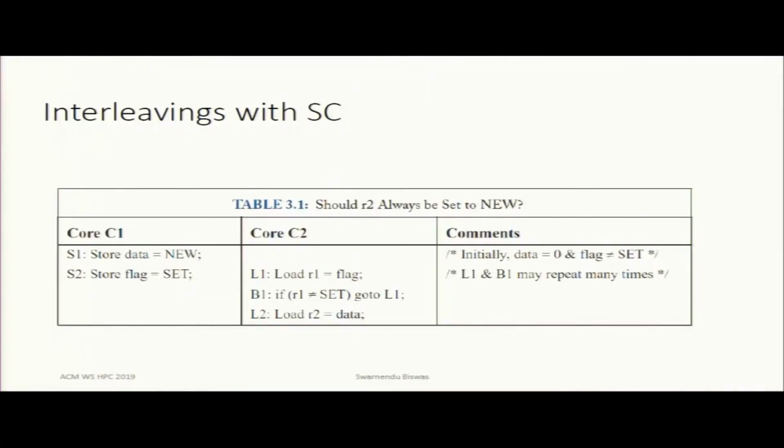This is the same example that we had. Core 1, core 2, I store this to this, I store this to this, and then I load, and I keep on iterating as long as the variable flag is not set, and then I load data. So the question is, should R2 always be set to new? That means, should I see new for this variable? If this is sequential consistency, then it is guaranteed to see new, because these won't get reordered. Is the idea clear? Sequential consistency, no reorderings are allowed. You can just interleave. Questions?